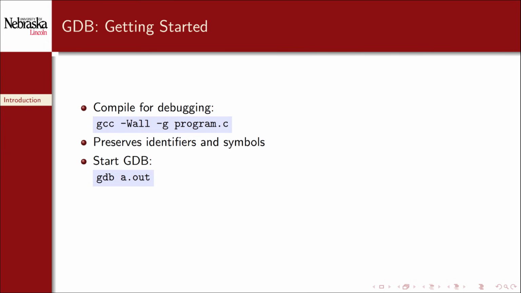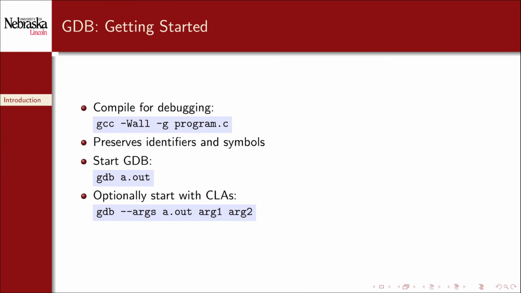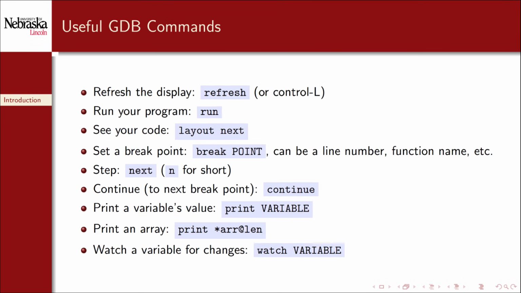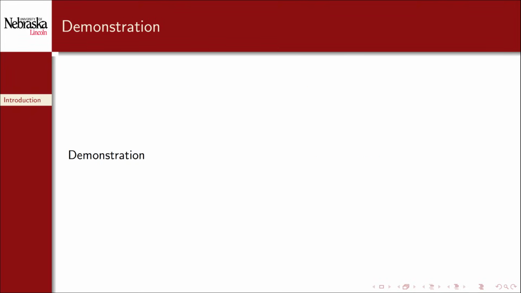Then you start GDB with your executable as follows. Optionally, if your program requires command line arguments, you can provide them at startup using the following. These can also be set inside GDB after you've started. Here's a list of commands that we'll demonstrate. Additional resources and GDB cheat sheets have been provided on the course website. Let's take a look at a full demonstration.